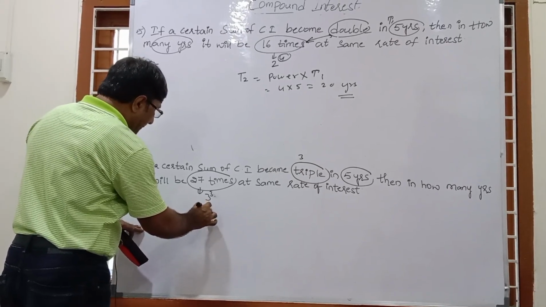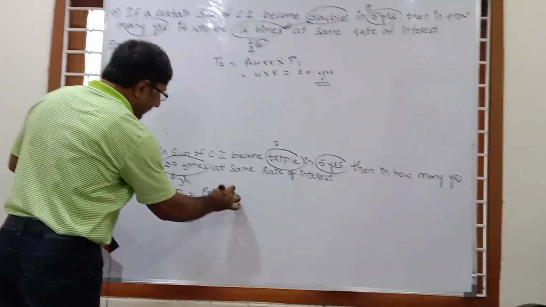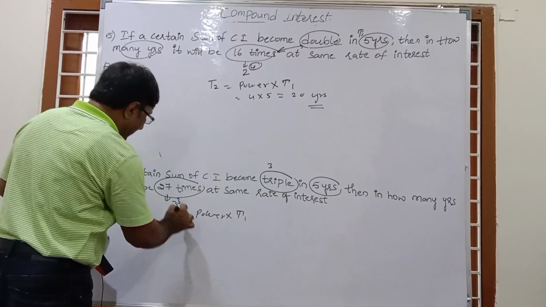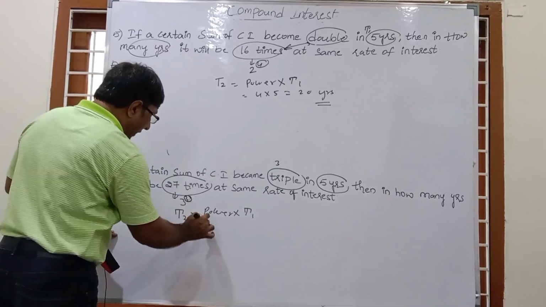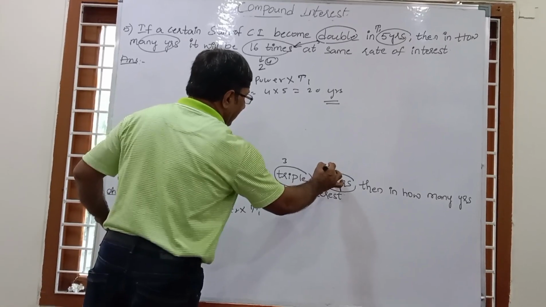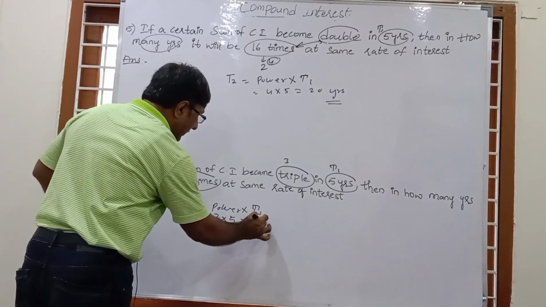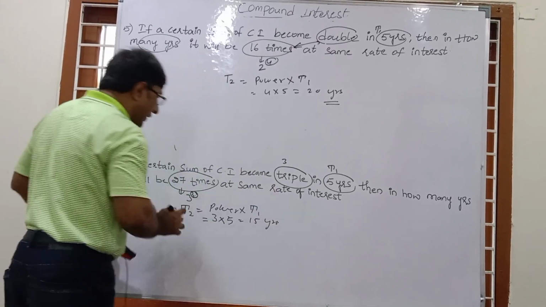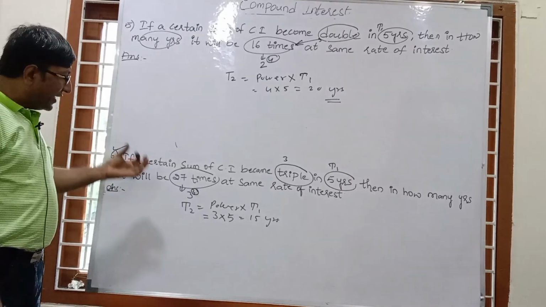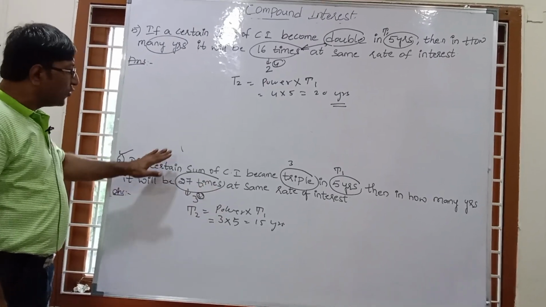T2, the time period, equals what? That is power into T1. So in this question, the power is 3, and the time period T1 is given as 5. So 3 into 5. So the right answer is 15 years. If we solve this question by the basic rule, it will take a lot of time because no amount is given.